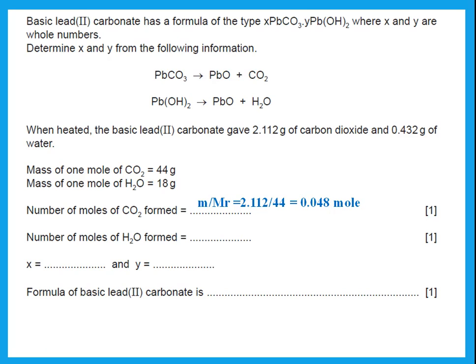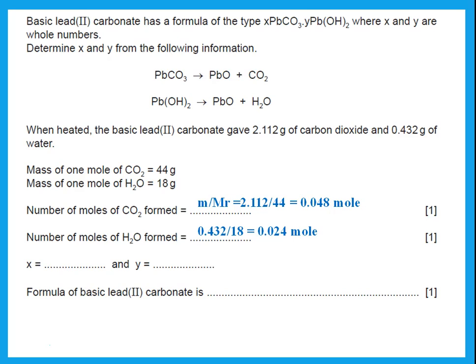What is the number of moles of water? The mass of the water, 0.432, over the molecular mass. And by the way, he gives me the molecular mass of each of them, so don't sit down and try and calculate it and waste time. So number of moles of water is 0.024 mole. Now, in order to get X and Y, we said the number of moles of the CO2 is the same as that of lead carbonate, which is X. The number of moles of water is the same as that of Y, which is lead hydroxide.